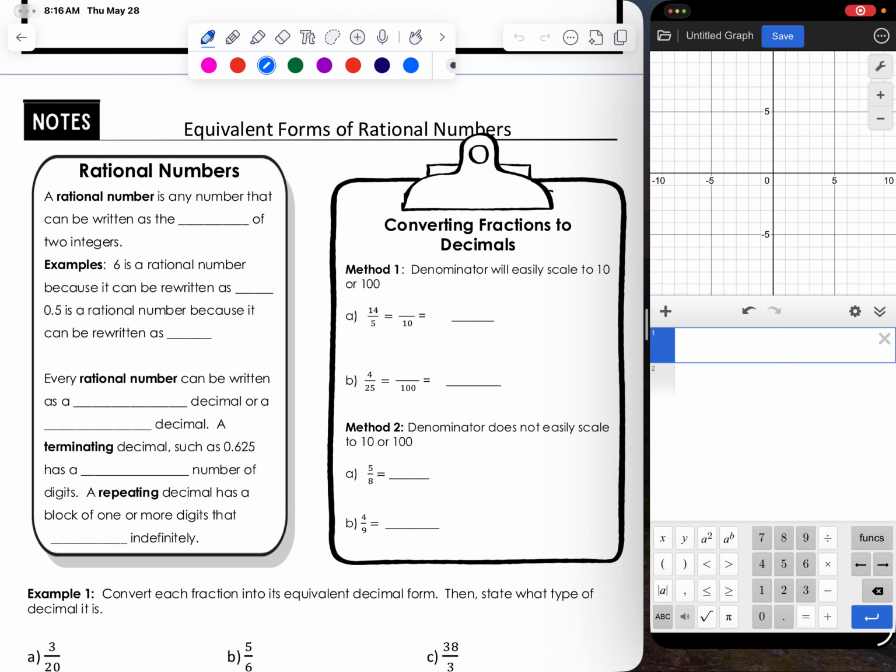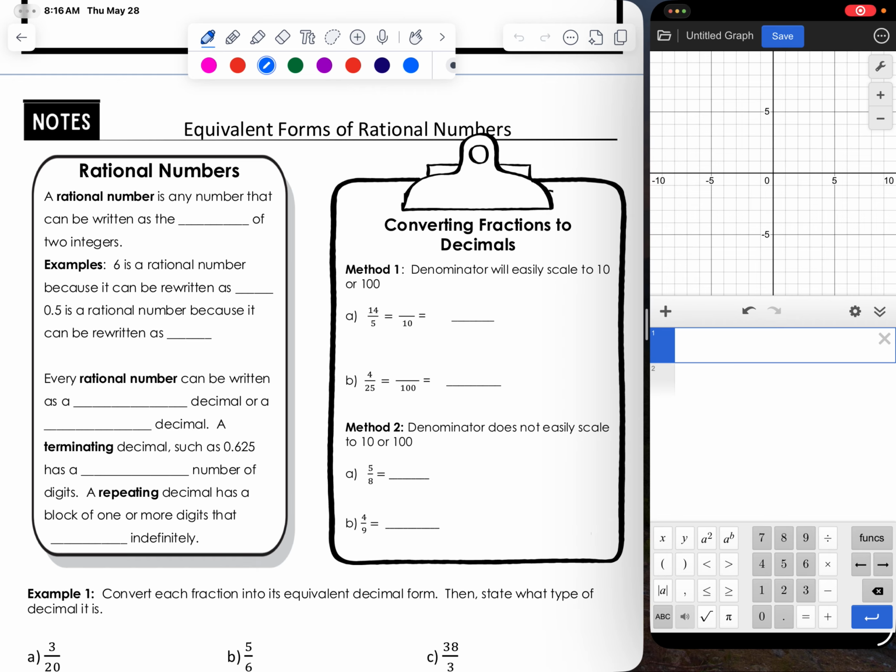In today's lesson, we will be talking about equivalent forms of rational numbers. So we will be converting from fractions to decimals and from decimals to fractions. Before we get started, let's look at a couple definitions.